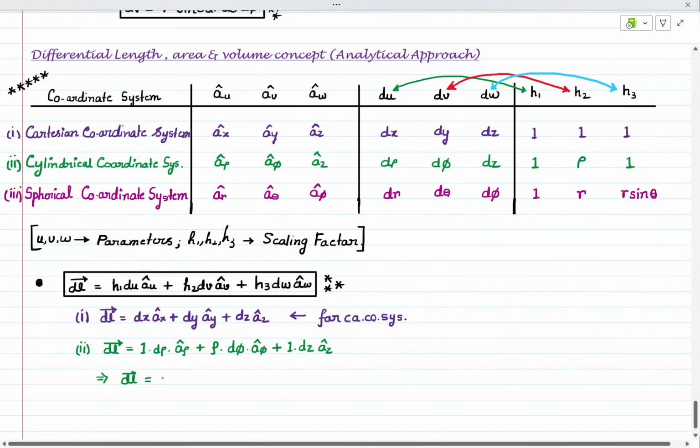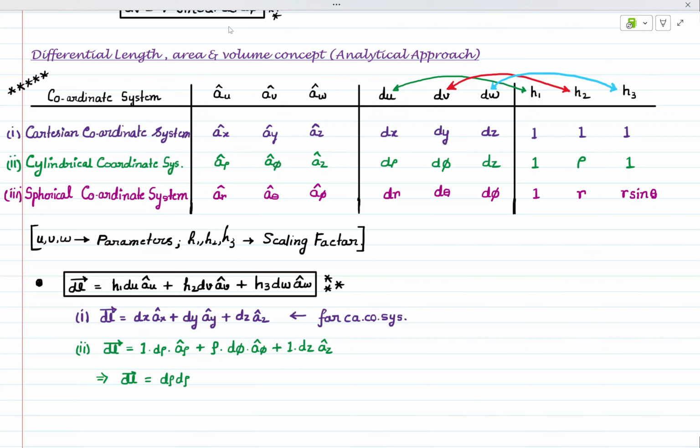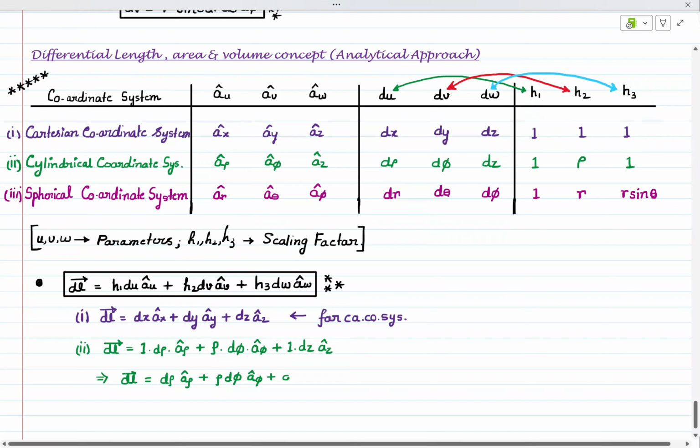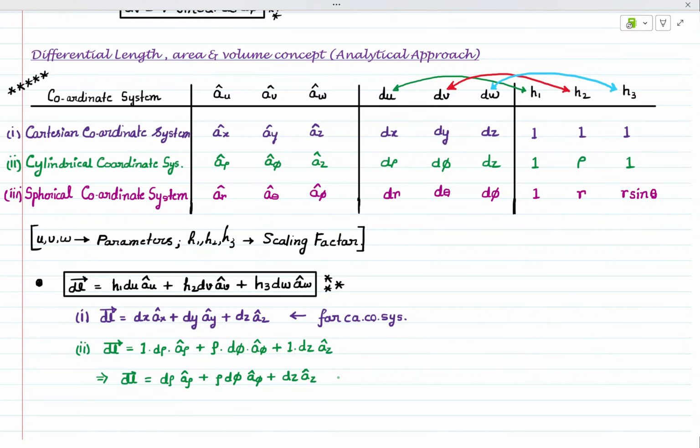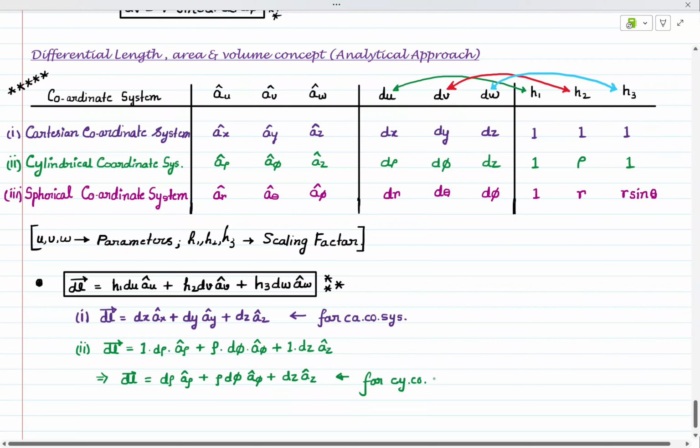Let me write it like this. It is d rho a rho, plus rho d phi a phi, plus dz az. That is for the cylindrical coordinate system.